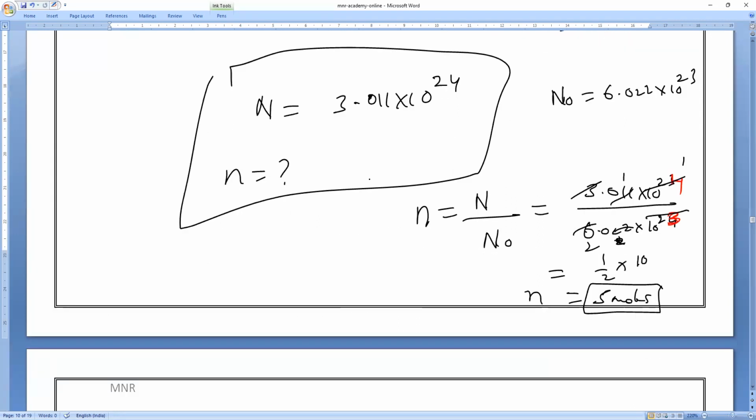Now, can you calculate the amount of mass? I said only particles is given.